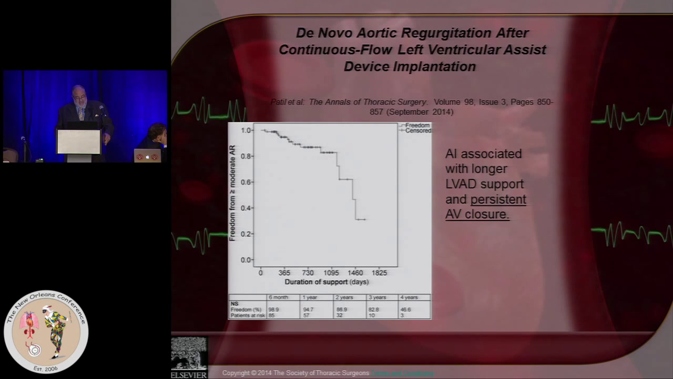This is a survival curve showing the freedom from at least moderate aortic insufficiency as a reflection of duration of support. And you see here that by about 2 years' time, almost 20% of patients have significant AI. And it's de novo significant AI. This was AI that was not present in the operating room. And this study found that the AI was associated with longer LVAD support and persistent aortic valve closure.